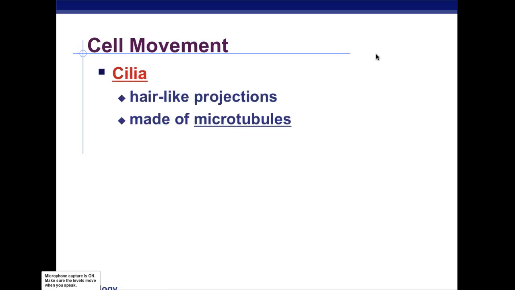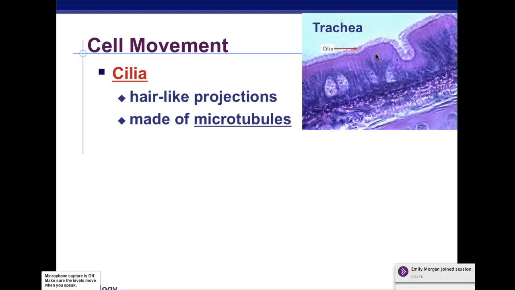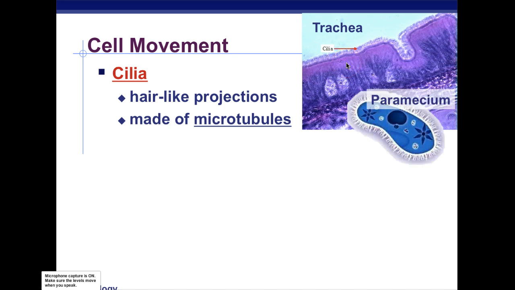So cell movement is something that the cytoskeleton is used for quite a bit. Cilia are little hair-like projections made of microtubules. And so we actually have cilia in our body. We have cells that line our throat, the trachea, that have little cilia coming off of it. This is actually what gives you that tickle in the back of your throat when you feel like you have to cough. But the whole purpose of the cilia is actually to help trap bacteria and other things that might otherwise get into your airway.